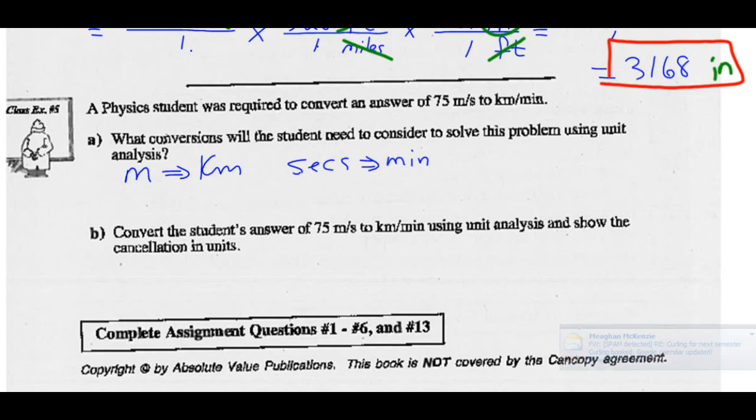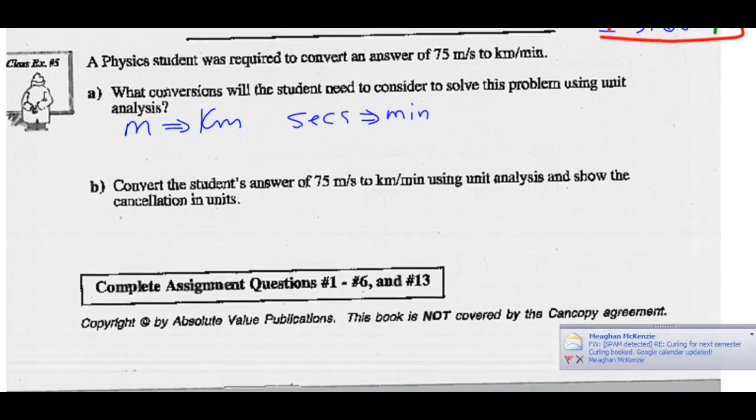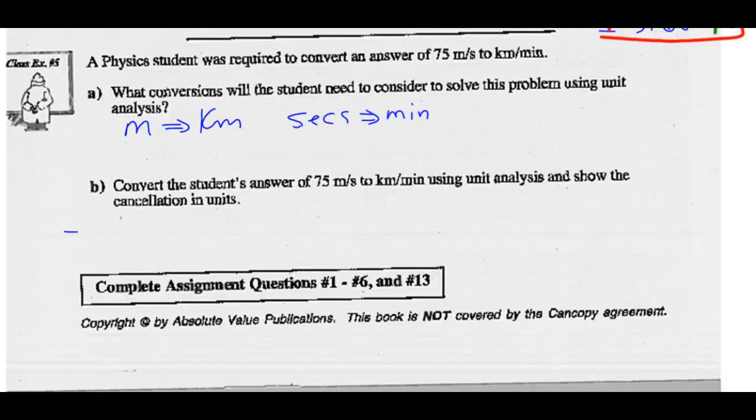All right. Now convert the student's answer of 75 meters per second to kilometers per minute using unit analysis and show the cancellation in units. Here we go. What are we starting with? 75 meters in 1 second. We want to convert then meters to kilometers. So I want to get rid of the meters, so I put my meters in the denominator, and you keep your kilometers in the numerator. So we know that 1 kilometer is 1,000 meters. That's that conversion.